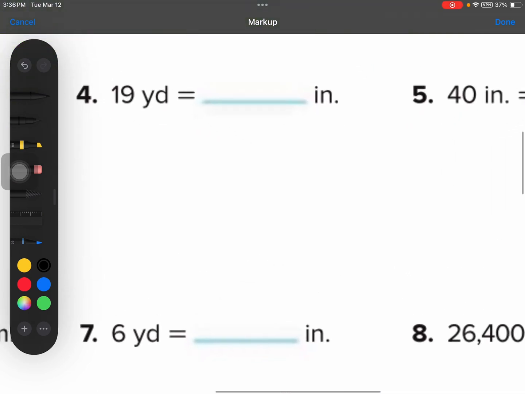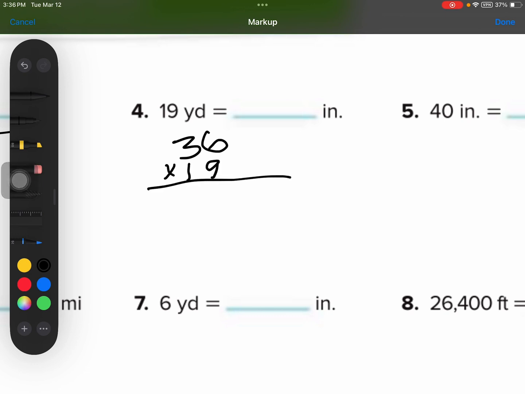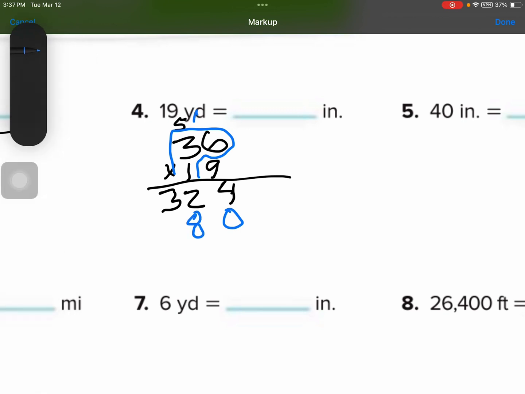Number 4, we're going from yards to inches. Horse to fly, you multiply. So we have 36 inches in 1 yard, and we have 19 yards we're timesing it by. Please make sure you write this down. 9 times 6 is 54. 9 times 3 is 27, 28, 29, 30, 31, 32. Then we're going to draw a turtle head, drop an egg. 2 times 9 is 18. Excuse me. Let me redo that again.